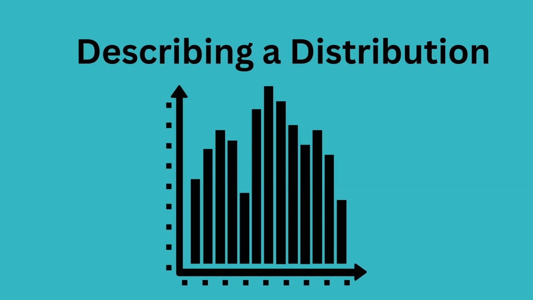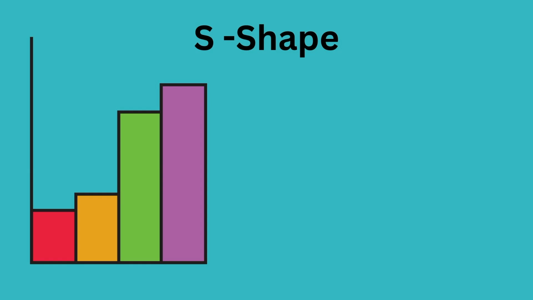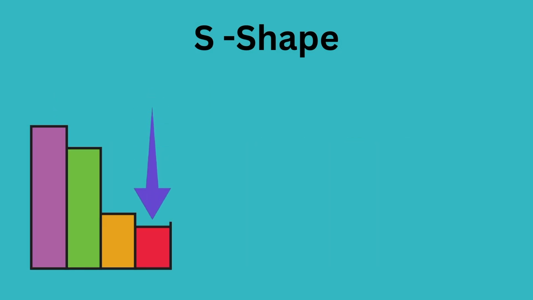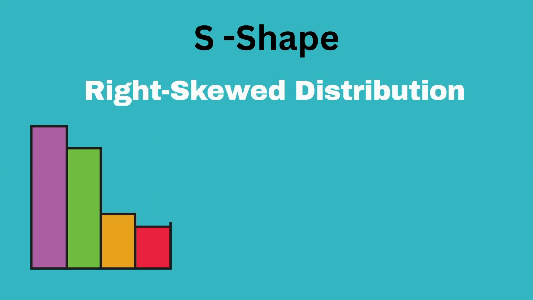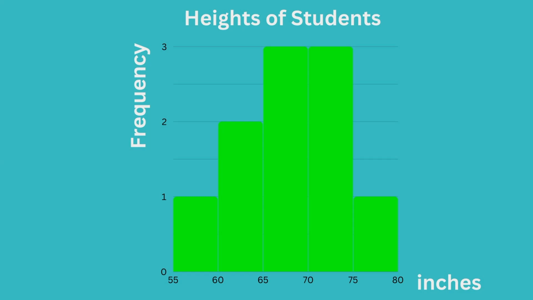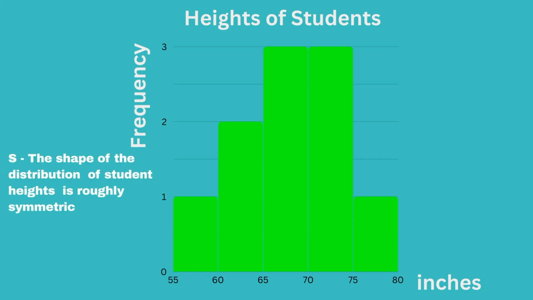First, let's describe the shape of our height data distribution. Is it symmetrical, skewed to the left, or skewed to the right? For example, if our histogram of heights has a long tail on the left, it's left skewed. If it has a long tail on the right, it's right skewed. Looking at our height data, we see that it's roughly symmetric, with most data points clustered around the center and no long tails on either side.